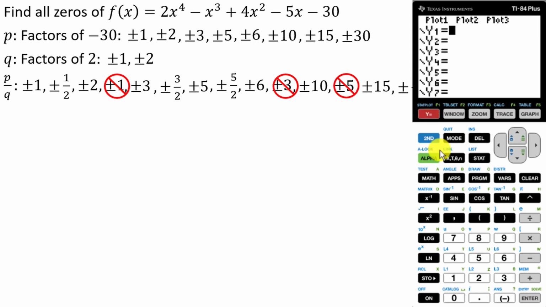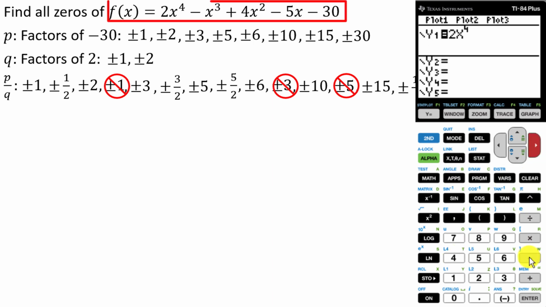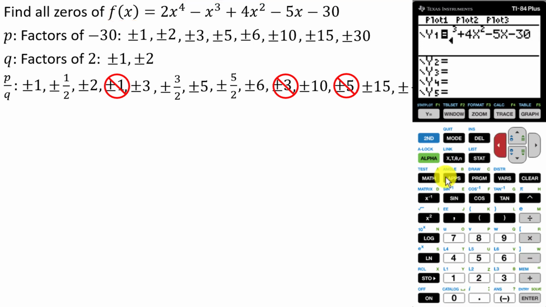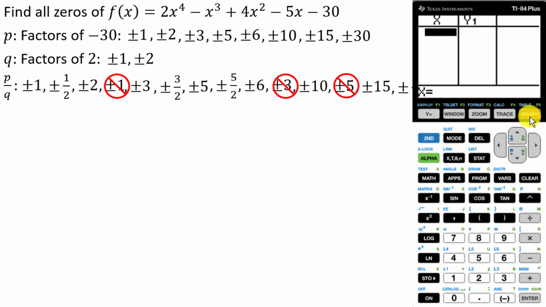First, I go to y equals and type in the function of 2x to the 4th minus x to the 3rd plus 4x squared minus 5x minus 30. Next, press second and then the graph button, which brings us to the table. Let's try the numbers one at a time. And again, I usually start with the whole numbers.